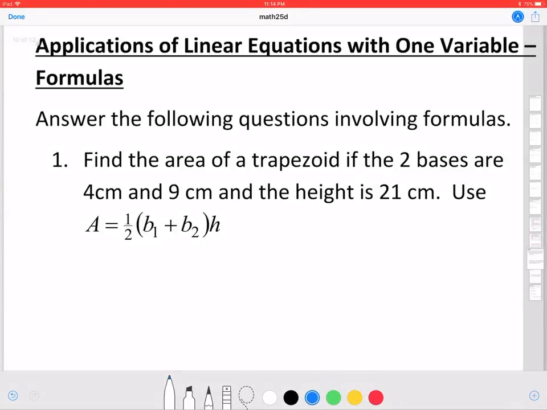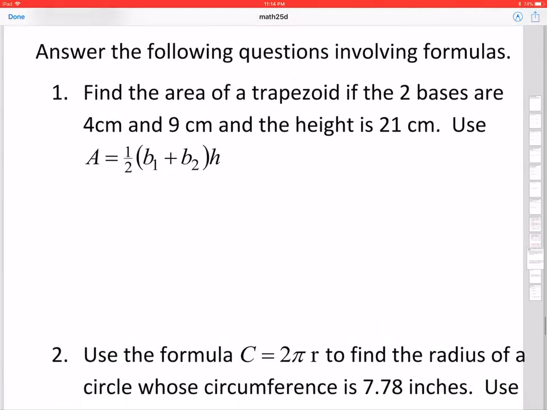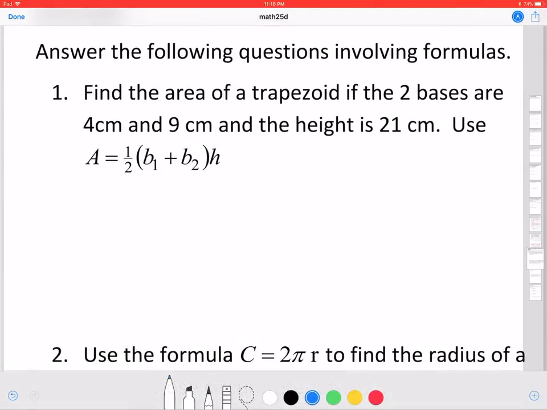This video will discuss how a formula can be used in solving these application problems. Okay, I'll let you read that number one problem. Right, this discusses the area of a trapezoid. It was asking you to find the area of a trapezoid. All right, and you have the formula right there.